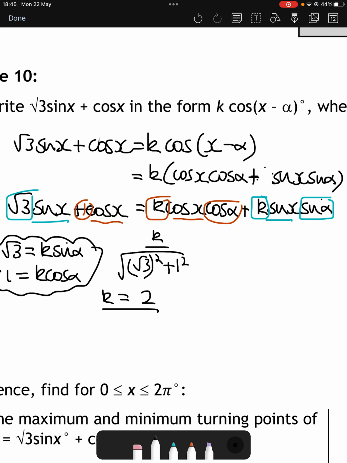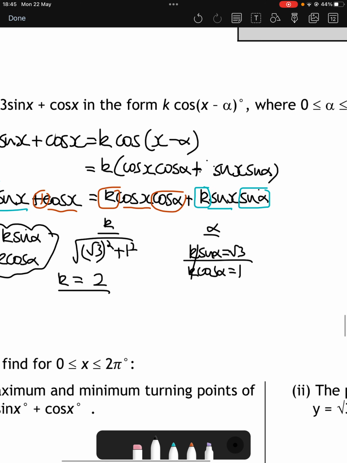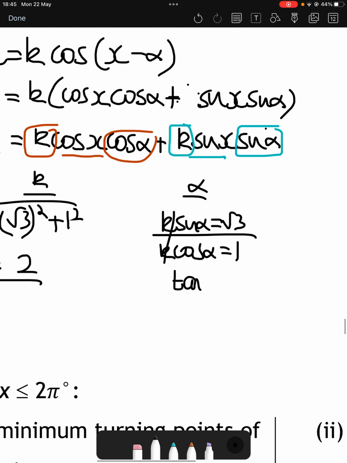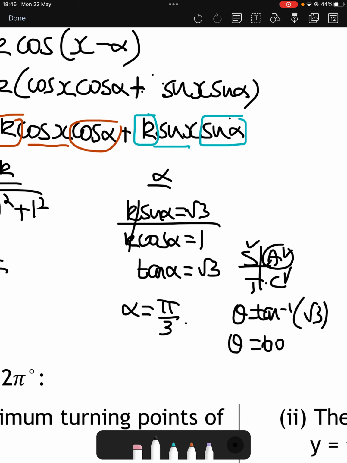We've done millions. Alpha. Following what we got here, k sine alpha is root 3, k cos alpha is 1. Cancel them out, and then obviously we know that that's the same as tan alpha is root 3. Everything's positive, which is 60 degrees, but we are working in radians and there's nothing we need to do with it, so I'm just going to go to radians, pi over 3.